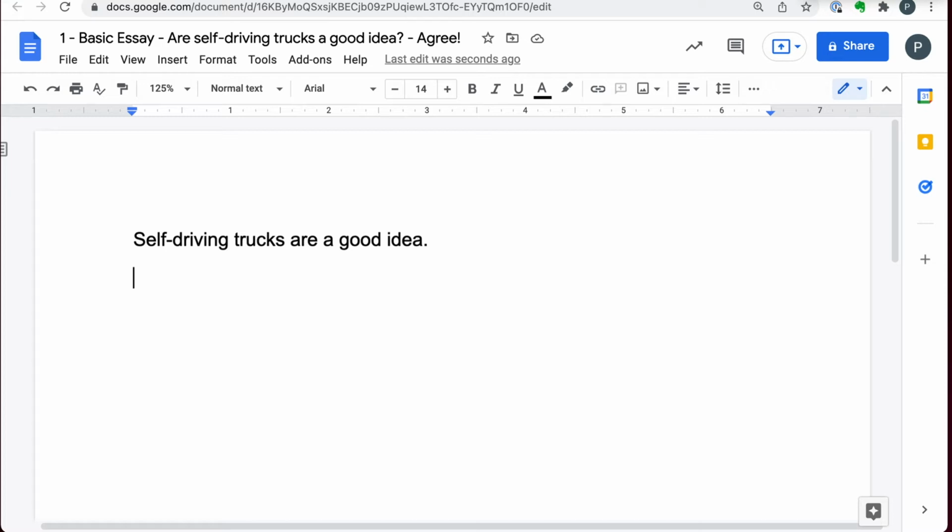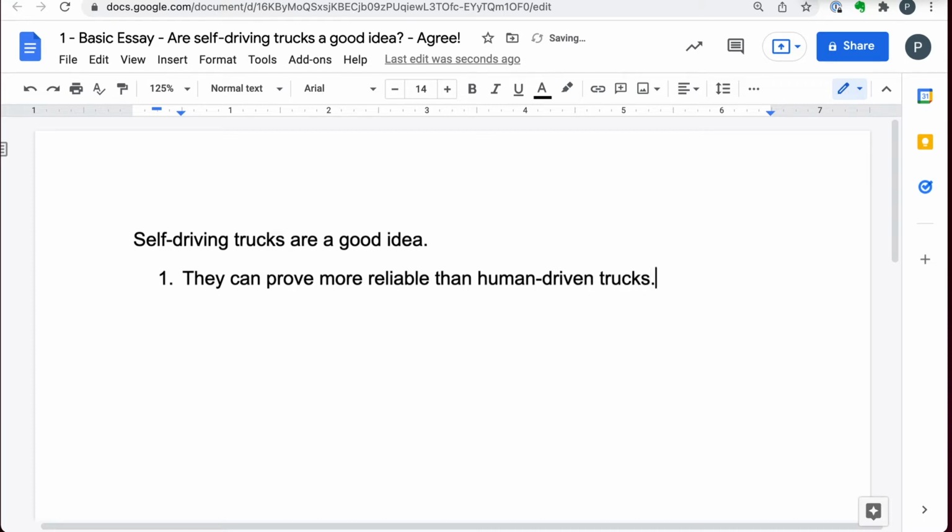Okay, let's just brainstorm. Self-driving trucks are a good idea. Why are they a good idea? Let's see. Reason number one, and again, we can just make things up. Self-driving trucks can prove more reliable than human-driven trucks. That's number one. More reliable, more safe and reliable. But let's say just reliable.